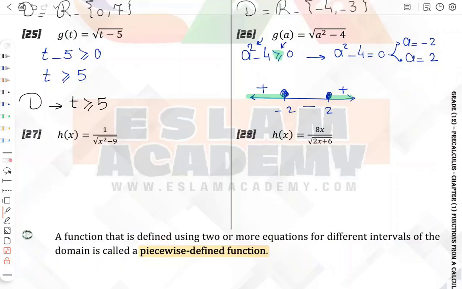Then we need to write the domain. So the domain now will be from negative infinity to negative 2. As we know, negative infinity is open and negative 2 is closed because that's included. Then we have another part, so we say union, 2 and positive infinity.